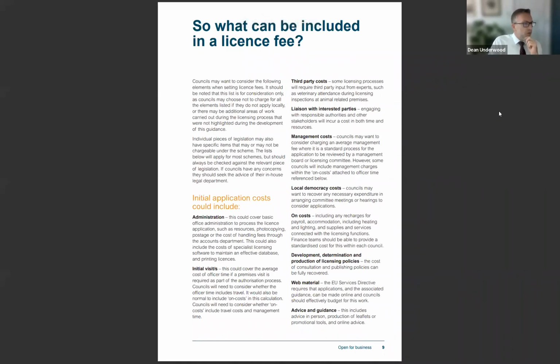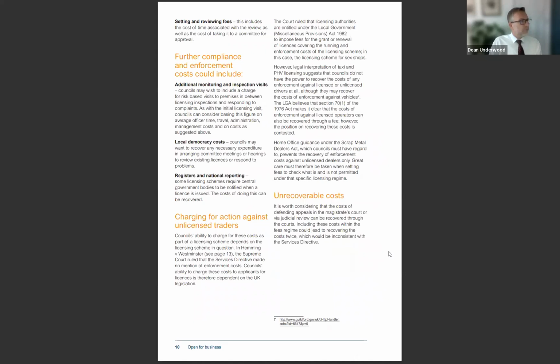the extract from Open for Business, and you'll see that although this is given in a different context, it suggests that initial application costs could include administration, initial visits, third-party costs, liaison with interested parties, management costs, local democracy costs, and on costs, which are charges essentially for officers' time dealing with an application, development, determination and producing licensing policies, web materials, advice and guidance, and on the next page, setting and reviewing fees, and then further compliance and enforcement costs could include additional monitoring and inspection visits, local democracy costs, registers, and national reporting.